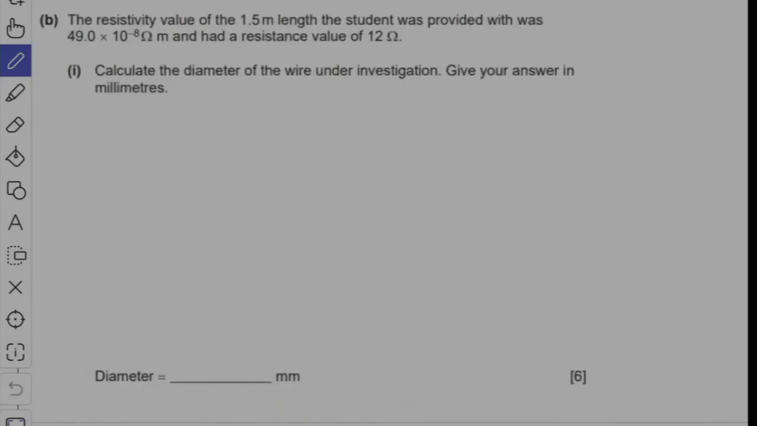Part B, the resistivity value of the 1.5 meter length the student was provided with was 49.0 times 10 to the minus 8 ohm meter and had a resistance value of 12 ohms. Calculate the diameter of the wire under investigation. Give your answer in millimeters. Okay, so we need to put some equations together. So R equals rho L over A, and A can be found from the diameter.